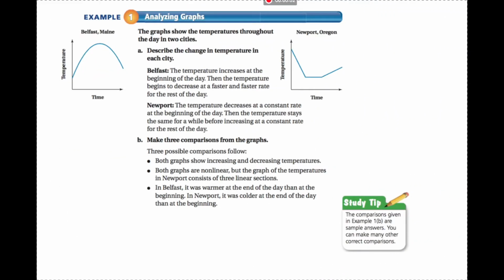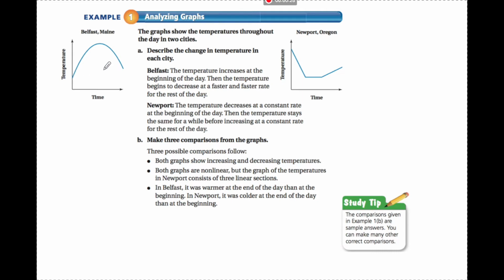Alright, so example 1 has us analyzing graphs. There's not really any work to do here, we just have to describe and interpret what we're seeing. So the graphs show the temperatures throughout the day in two cities. The first one is Belfast, Maine, and the second one is Newport, Oregon. The first thing we want to do is describe the change in temperature in each city.